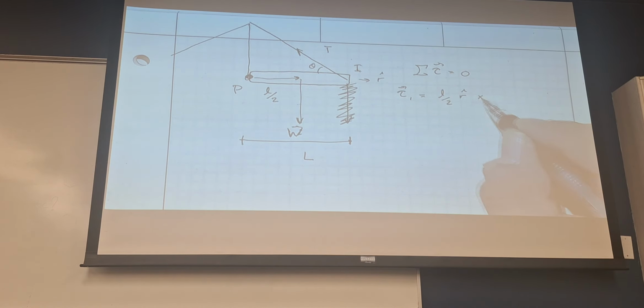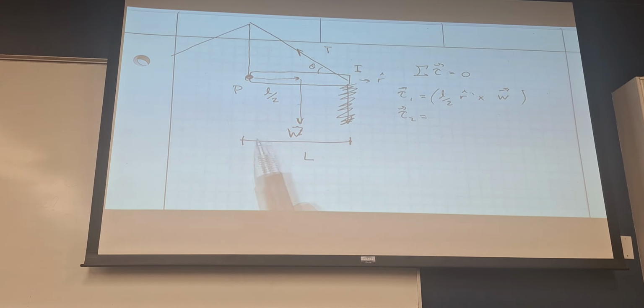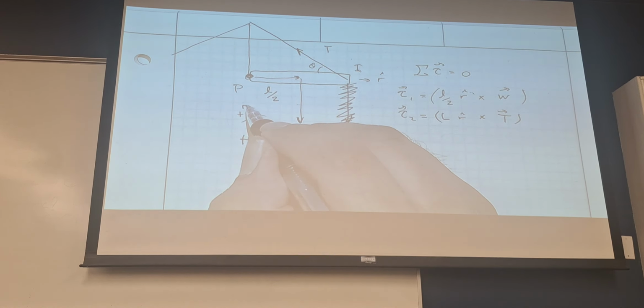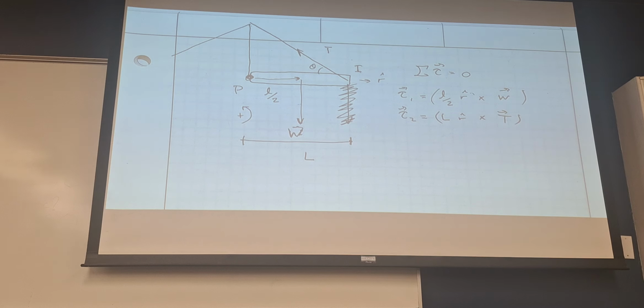R hat cross the weight, right? And then we have our second torque, which is L, let's just call this R hat cross this tension, T. So I'm going to define positive rotation to be this way. Okay?